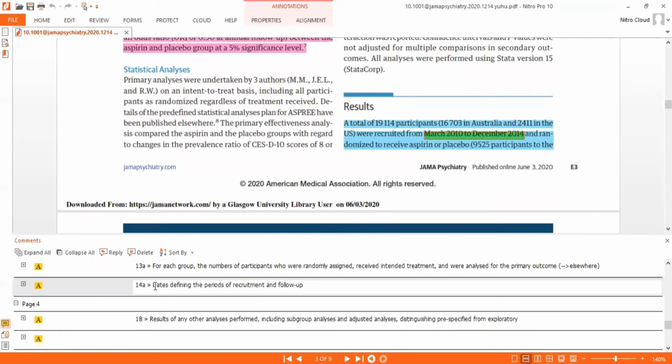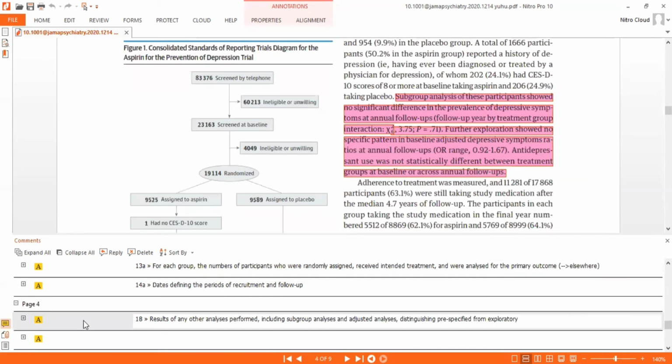Next, point 14a, that's defining the periods of recruitment and follow-up. March 2010 to December 2014.